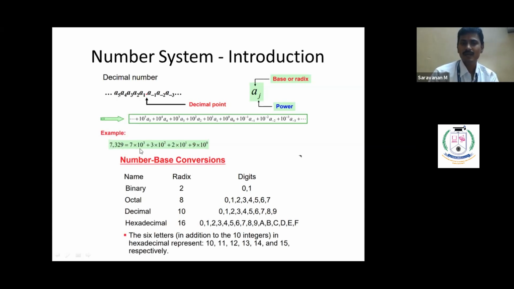So each digit is multiplied by its corresponding power of 10. That is, 9 is multiplied by 10 power 0, 2 is multiplied by 10 power 1, 3 is multiplied by 10 power 2, and 7 is multiplied by 10 power 3. This is how we represent it. This is the general number system, but according to the base, how will we represent this? In general, in place of 10 power 3, 10 power 2, 10 power 1, we write A0, A1, A2, A3, A4, A5 for integers, and A power minus 1, A power minus 2, A power minus 3 for the decimal part.